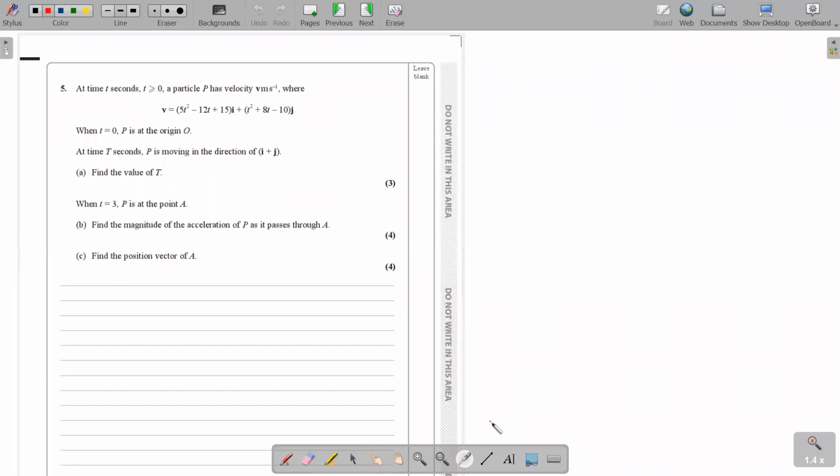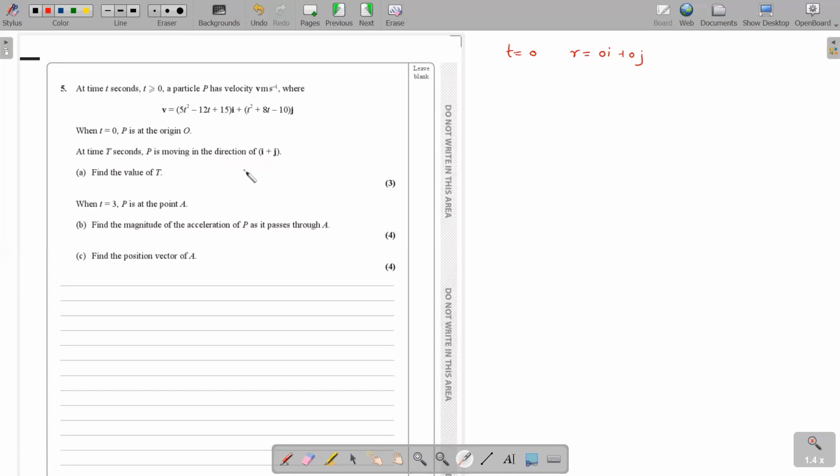Question number 5. At time t seconds, where t is greater than or equal to 0, a particle P has velocity v meters per second, where v equals (5t square minus 12t plus 15)i plus (t square plus 8t minus 10)j. When t equals 0, the particle is at the origin. Basically, that means at time 0, the particle is at the origin, so since it's in terms of i and j, the position vector should be 0i, 0j. And then they say at time T seconds, P is moving in the direction i plus j. So they have given you a direction.